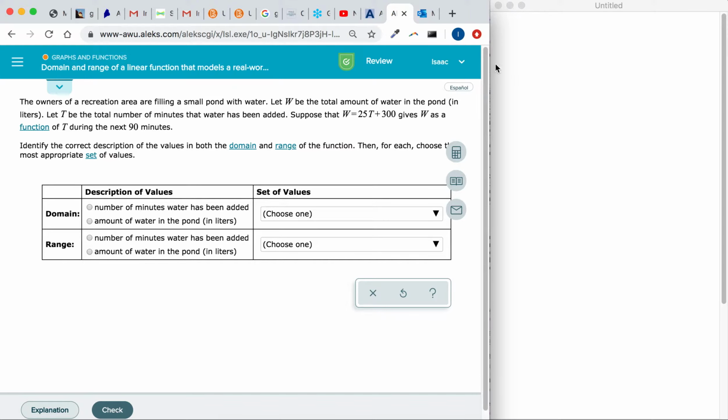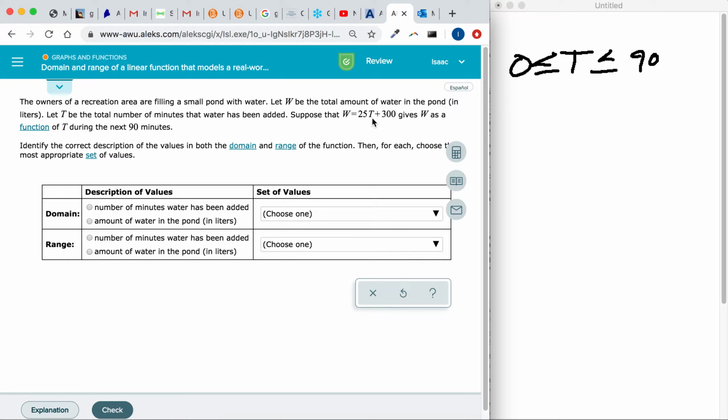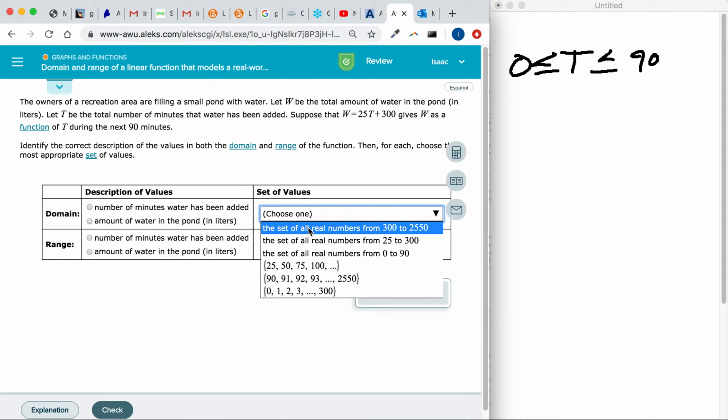So that means that T needs to be somewhere between 0 and 90 minutes, because you can't have negative minutes of pumping water. T has to be between 0 and 90 minutes. Since T is the input variable, it's the thing that determines what W is. It's not the other way around. The way it's set up is that you plug in T and it spits out W. So T is our domain variable, and that's got to be from 0 to 90.